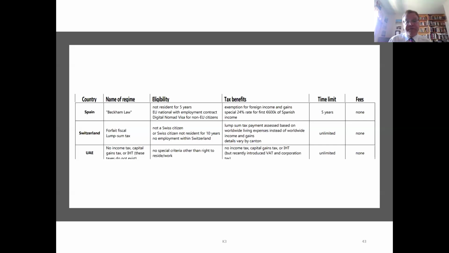Eligibility, not resident for 5 years, EU national with employment contract, and digital nomad visa for non-EU citizens. Exemption for foreign income and gains, special 24% rate for the first 600,000 of Spanish income, time limit of 5 years. There's also a lump sum scheme for Switzerland, which has been around for some time in certain cantons where you pay a lump sum and no more, which has been very attractive in cantons such as Zug. And the UAE also, just for completion, given how many expats go to Dubai, also has a very attractive regime.